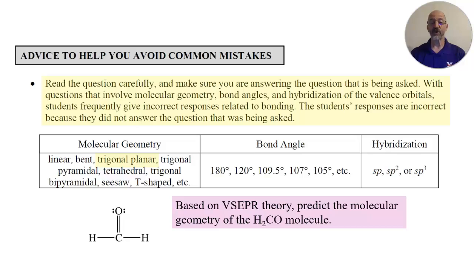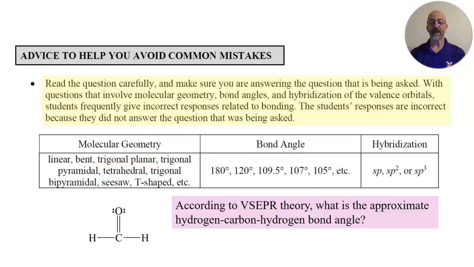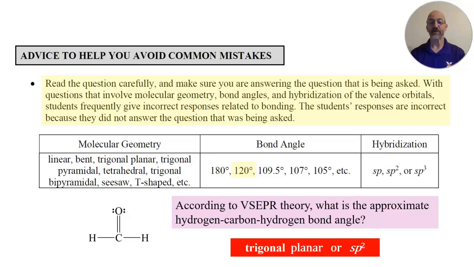But what do students do when they see a question like this? They answer incorrectly with answers of 120 degrees or sp2. So instead of the molecular geometry, they give the bond angle or the hybridization of the central atom. If this question had said, according to VSEPR theory, what is the approximate hydrogen-carbon-hydrogen bond angle, then the intended answer is 120 degrees. But students will get this question wrong because instead of 120 degrees, they will say trigonal planar or sp2 hybridization.